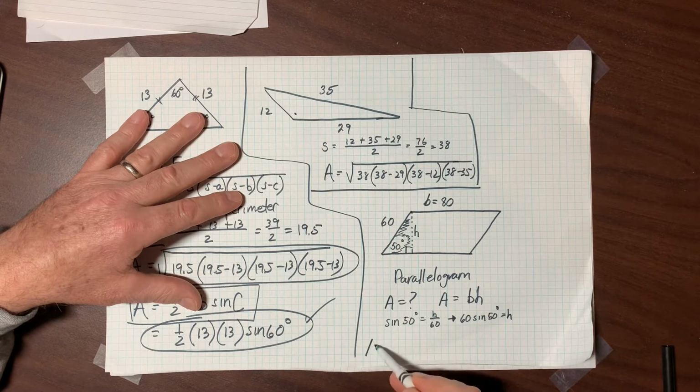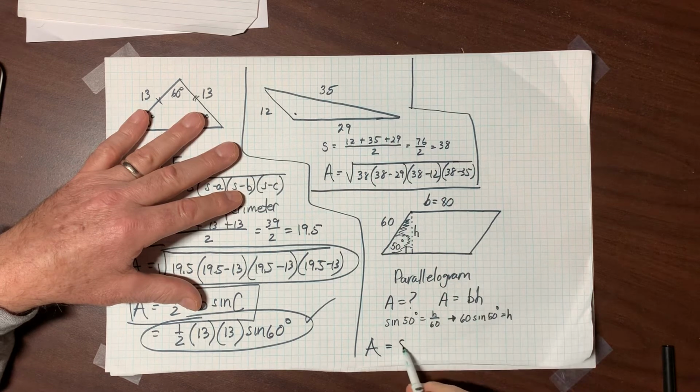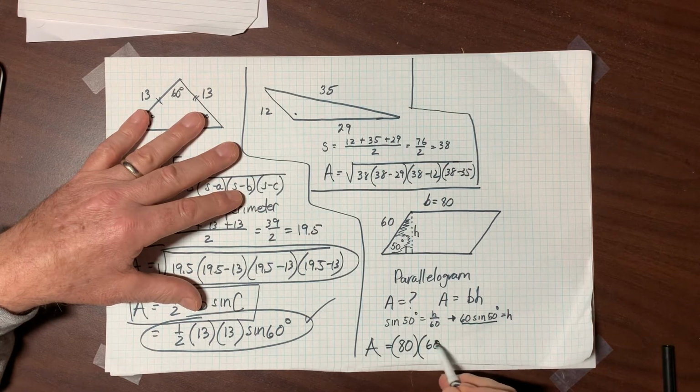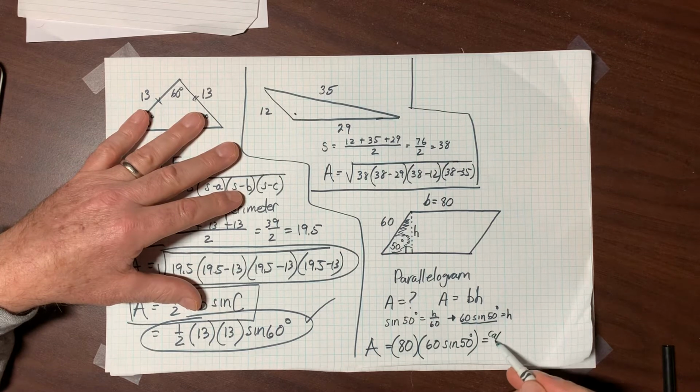Now I have all the values I need to plug into my formula, base times height. Base is 80. Height is 60 times the sine of 50. Then you're going to go to your calculator and get your answer.